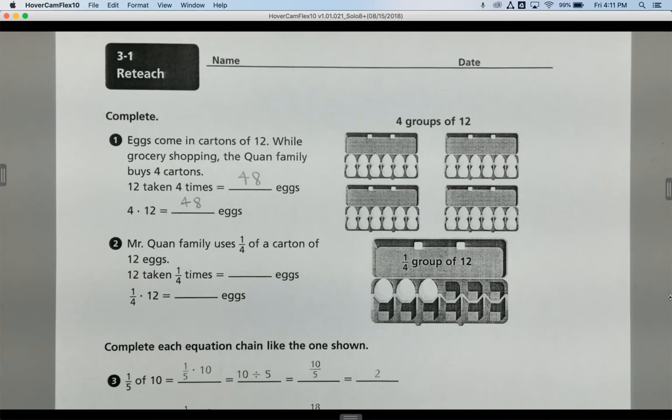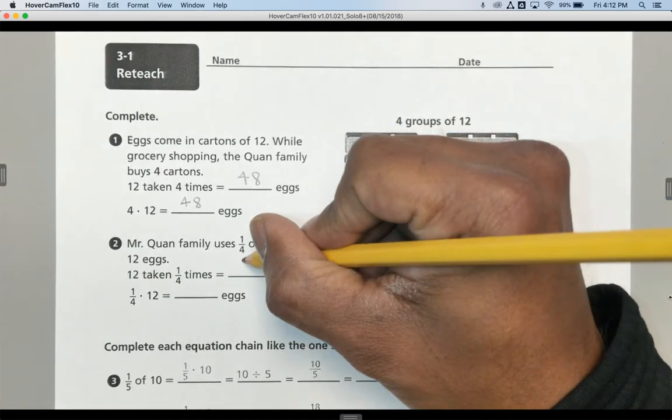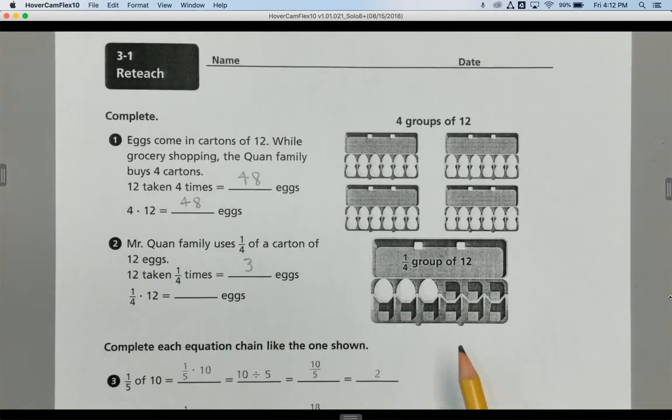Number 2, Mr. Kwan's family uses a quarter or 1/4 of a carton of 12 eggs. So 12 taken 1/4 times is how many eggs? In other words, what's 1/4 of 12? In this case, it's 3. 1/4 times 12 is 3.